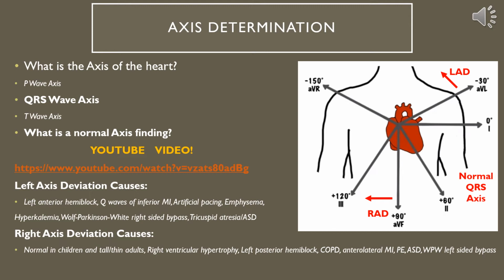Okay, so taking that into consideration, we're going to look at right axis deviation and left axis deviation in the next slides, looking at an EKG. These can really be seen by evaluating lead 1 and lead 2. Lead 1 and lead 2, pictured over here, are within that normal QRS axis area. So evaluating lead 1 and lead 2 can provide us some quick information on whether there's a left axis deviation or a right axis deviation.